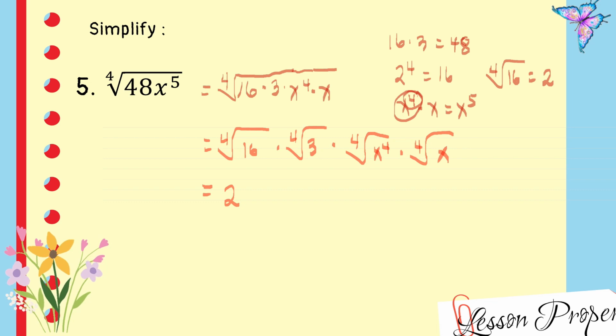Remember the first law for radicals. Fourth root of x raised to 4 is simply x. So there is no more fourth root for 3 and x. This cannot be simplified anymore, so we just copy that. Fourth root of, then multiply 3 and x. So fourth root of 3x. So the simplified form of fourth root of 48x raised to 5 is 2x, fourth root of 3x.